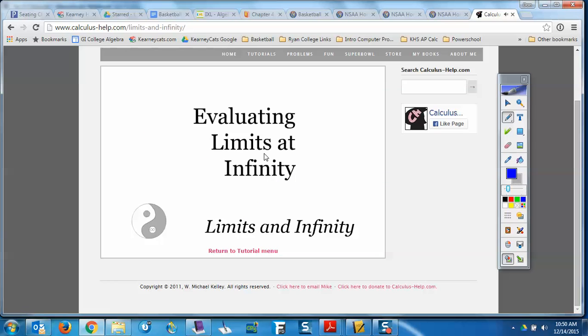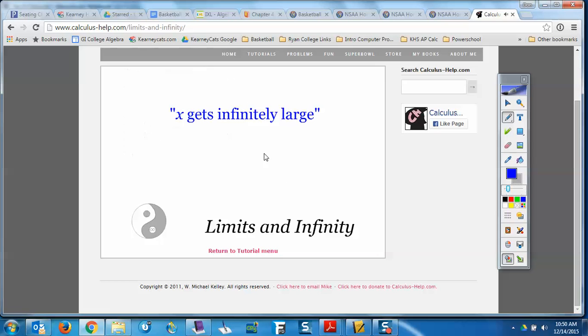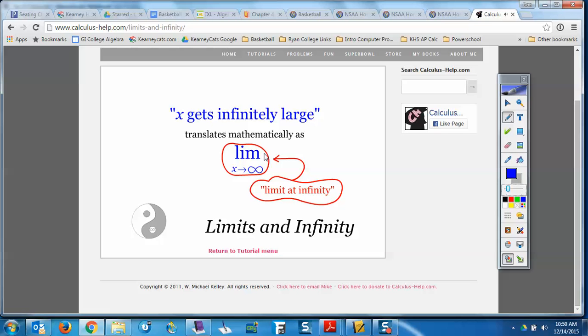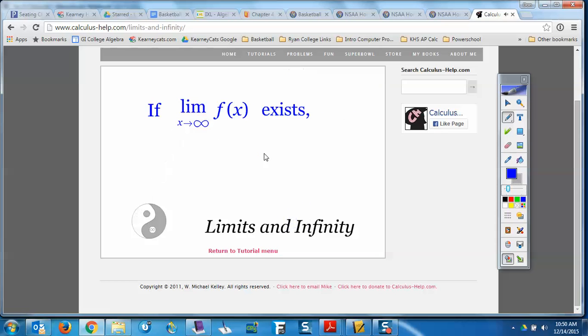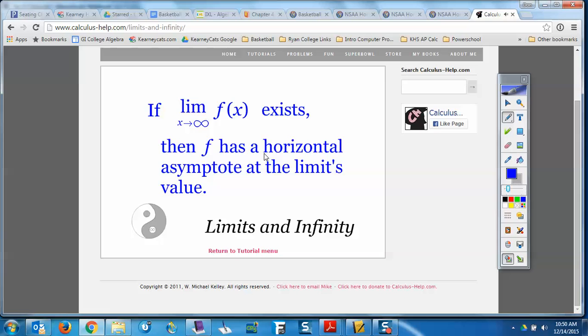Okay. When I was explaining the last example, I said that x was getting infinitely large, and we translated that mathematically as x approaches infinity. Now, I want you to see that this type of limit is called a limit at infinity. If this limit exists for a function, then that function possesses a horizontal asymptote at the height given by the limit. Now, that's a lot of gobbledygook, but it's very simple in practice.